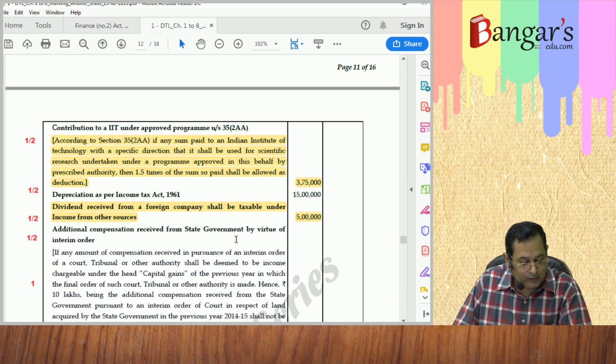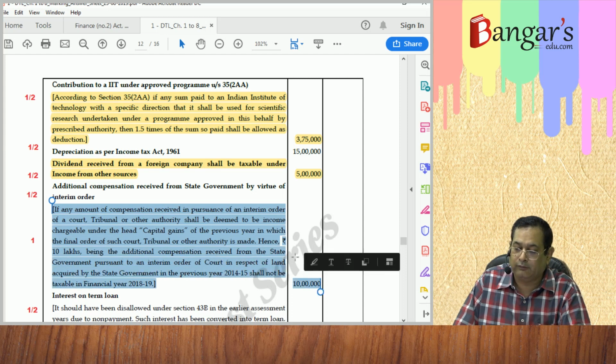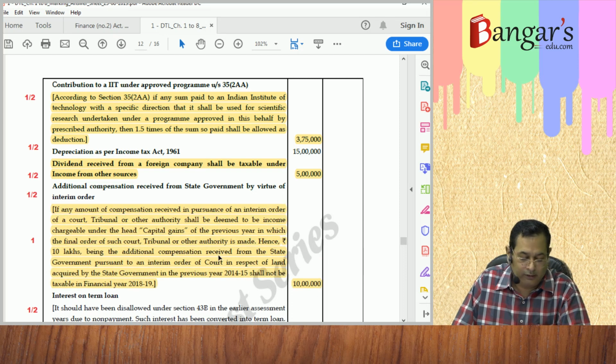10 lakhs being an additional compensation received from state government pursuant to an interim order. So whatever 10 lakh is additional compensation, the same will be reduced and will be chargeable to tax under the head capital gains when the compensation is finalized. Interim award won't be taxable.